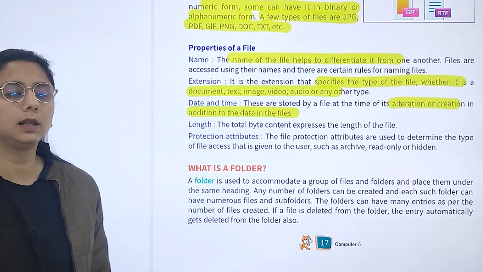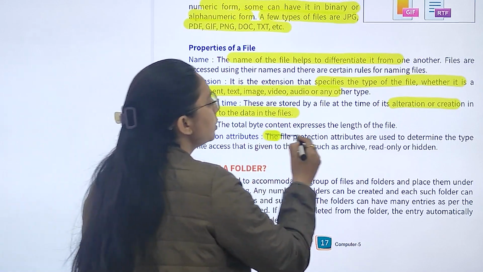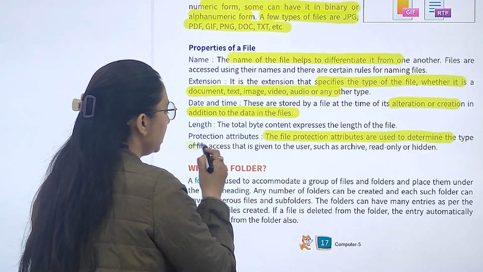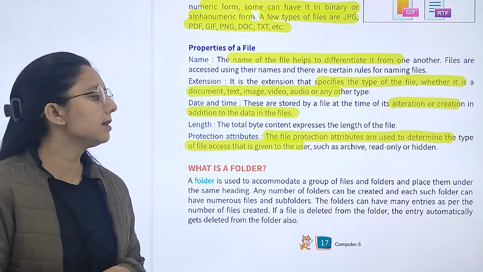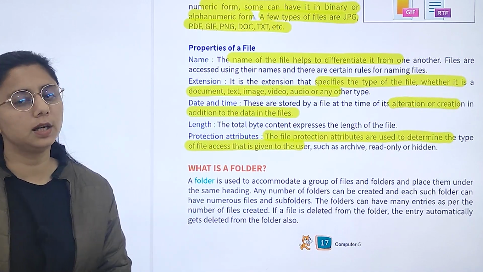Content के total bytes कितने? Protection attributes, the file protection which is used to determine the type of file access that is given to the user, such as archive, read only or hidden.